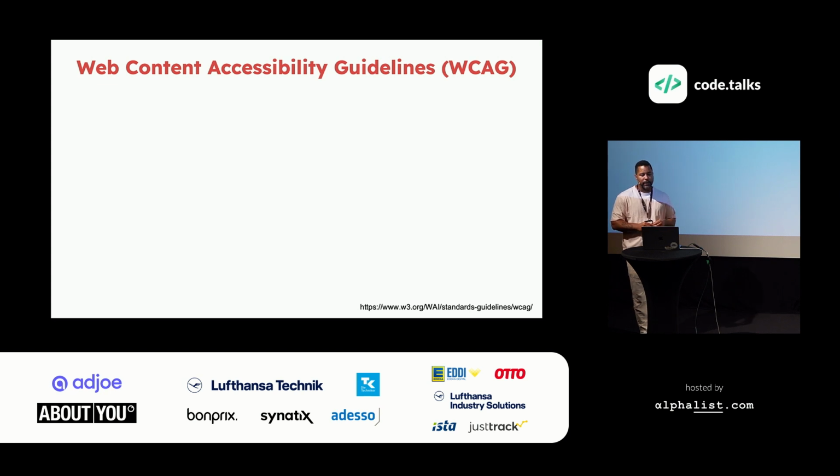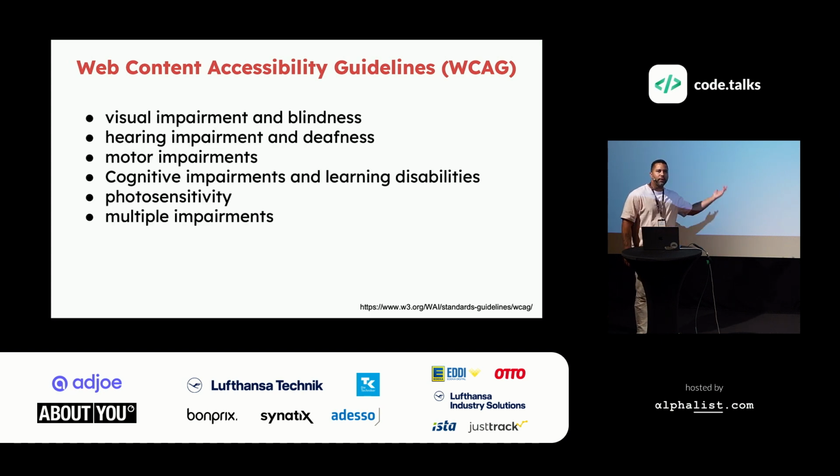So when it comes to accessibility, we mean accommodating different types of disability. If we want to have a guidance for that, the Web Content Accessibility Guidelines are the worldwide most comprehensive collection of rules and standards centered around these main types of disabilities that you can see here: visual impairment and blindness, hearing impairment and deafness, motor impairments, cognitive impairments, and learning disabilities, photosensitivity, and multiple impairments.